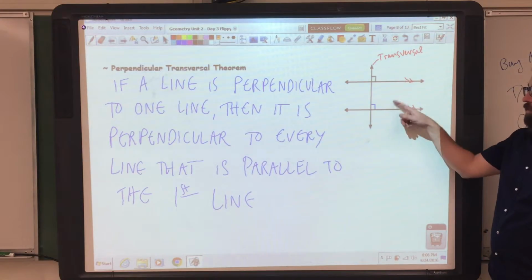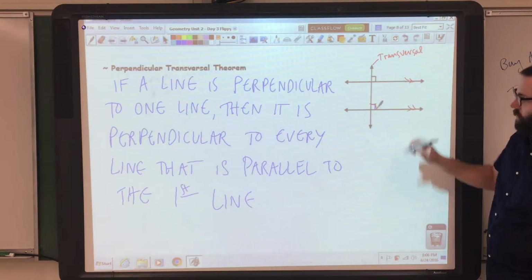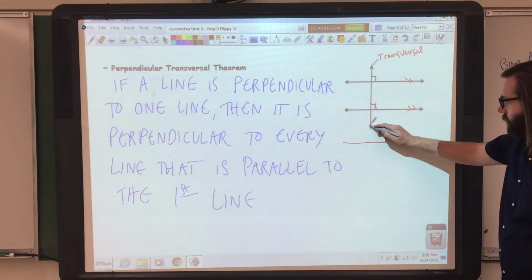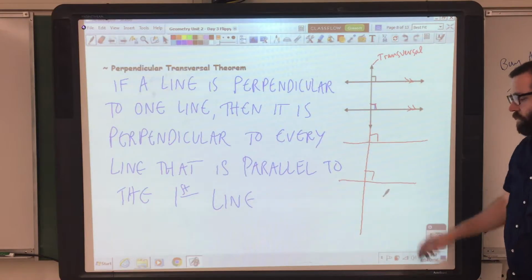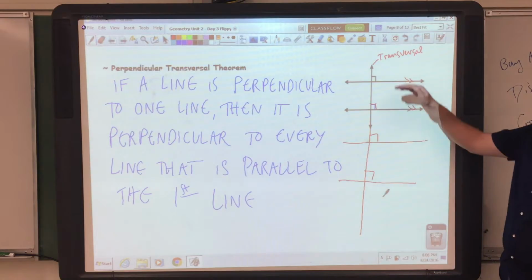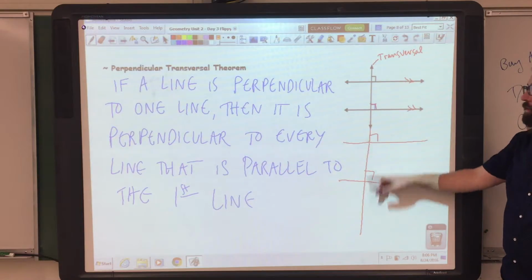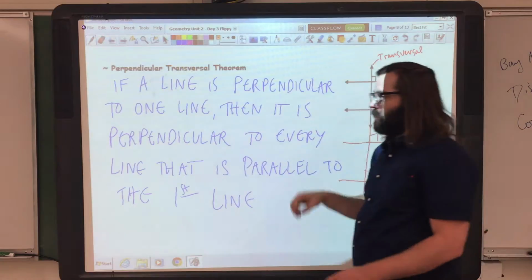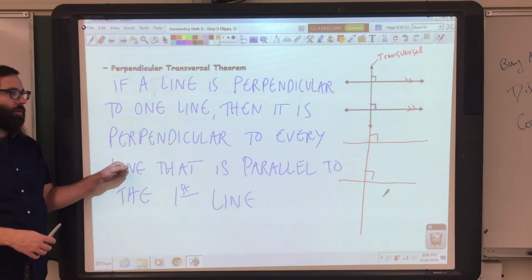Okay, so we have another line that's parallel to this one. It's also going to be perpendicular and form a right angle. If we had another one down here, this just keeps going and going. This would all be perpendicular. So if it's perpendicular to one line, it's perpendicular to every line that is parallel to our first line. So make sure you write down this theorem.